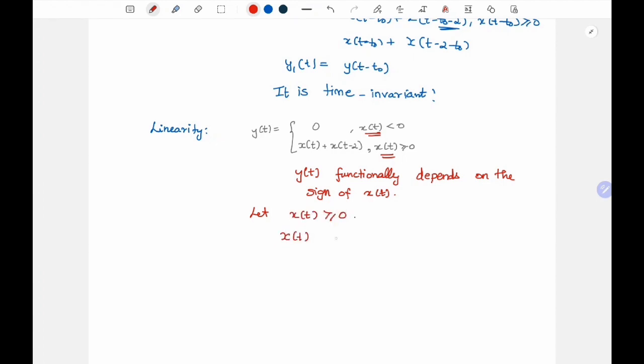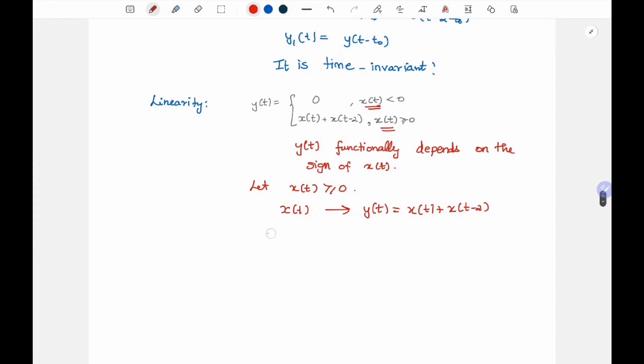Now if I pass x of t, what output do I expect? I expect y of t to be x of t plus x of t minus 2, right? Now I send in the negative value, minus x of t. If it is linear, what should I expect? I should get minus y of t, right? But actually what do I get here? Since minus x of t is less than 0, I get 0 here, which is not equal to minus y of t. So this is not linear.